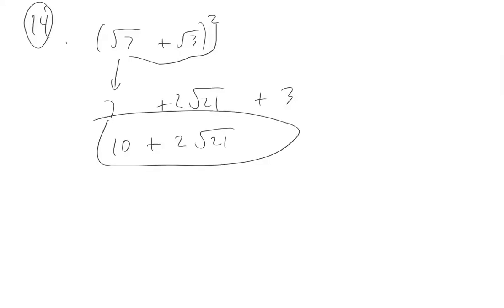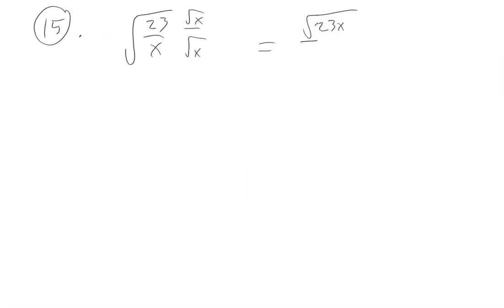Now let's try 15. Square root of 23 over x, and we're supposed to rationalize the denominator. So I need to multiply the bottom of it by another square root of x and the top of it by another square root of x. On the top I get the square root of 23x together, those can join together. The bottom of it, I'll get the square root of x squared. But assuming that x is positive, the square root of x squared is just x. So the answer is the square root of 23x all over x.